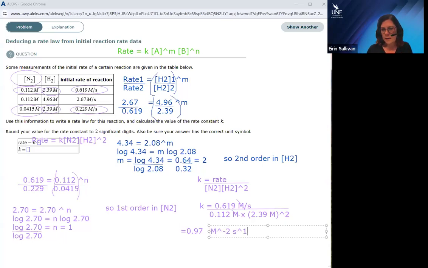Okay, and that is the method that you need to follow for deducing your rate law from initial reaction data. So you've got to find experiments where the concentration of one reactant is fixed and the other reactant is varied and the rate measured. So you can work out the order with respect to the reactant whose concentration was being varied. Repeat for the other reactant, and then you can use that to construct your rate law. All right, hopefully that is helpful.